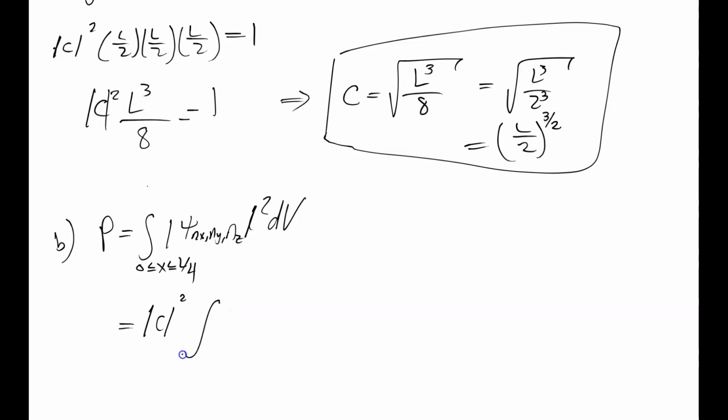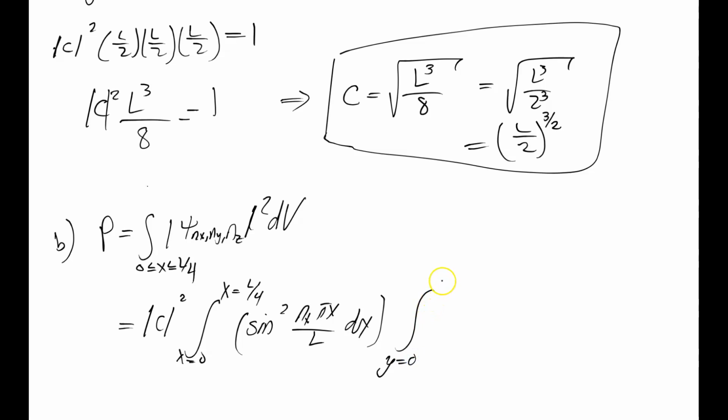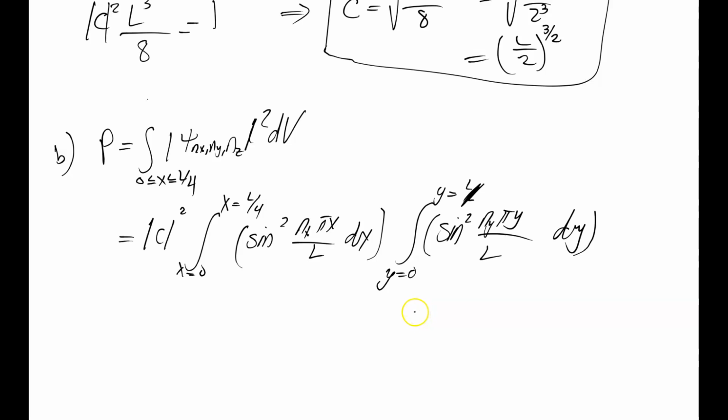c squared, the integral from x equals 0 to x equals L over 4 of sine squared n_x pi x over L dx, times the integral from y equals 0 to y equals L of sine squared n_y pi y over L dy, times, and I don't have enough space to write it, so I'm going to write it down here, the integral from z equals 0 to z equals L of sine squared n_z pi z over L dz.